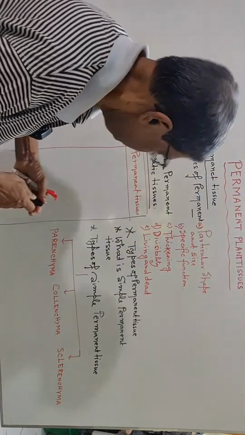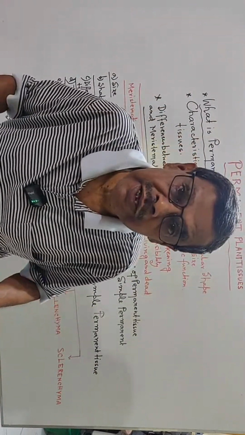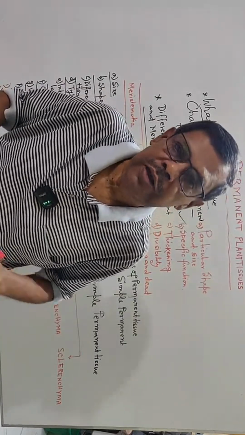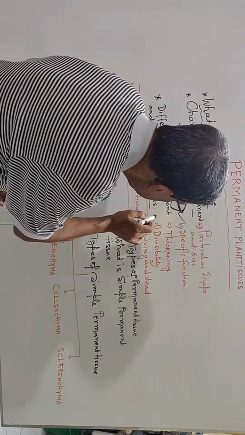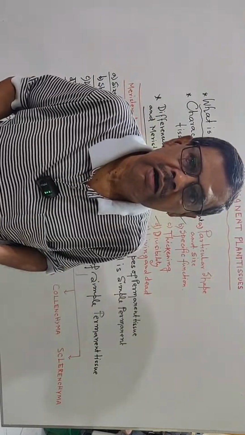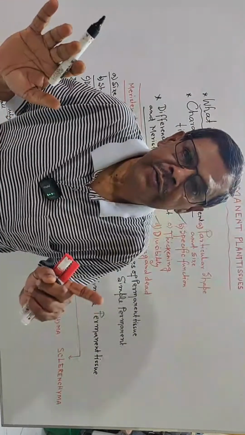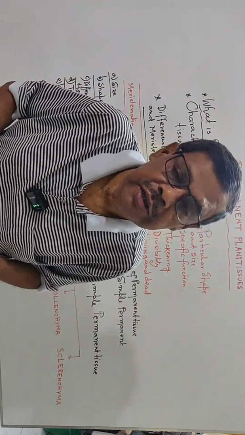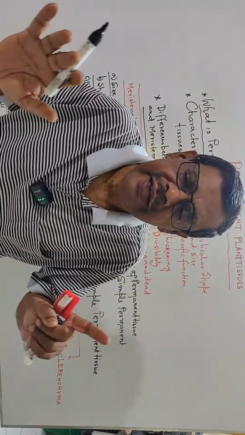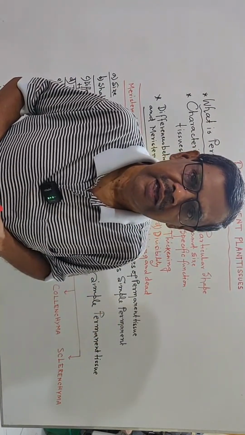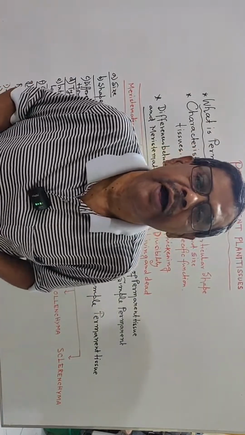Next, specific function. Each permanent tissue has a specific function which is dissimilar from other permanent tissue. Next, divisibility. Capability of division. Permanent tissue is not able to divide. Under certain circumstances, they may be able to divide, but generally they cannot divide.